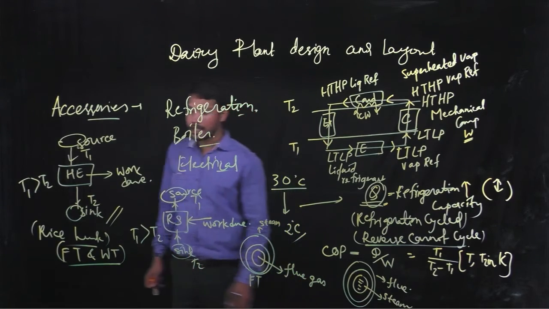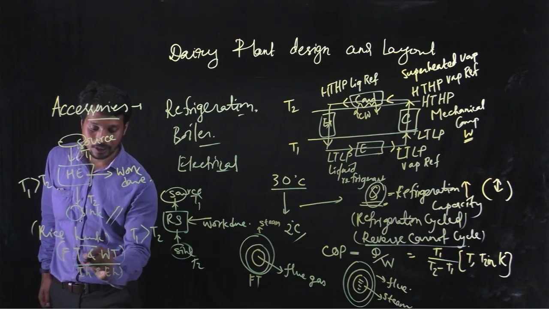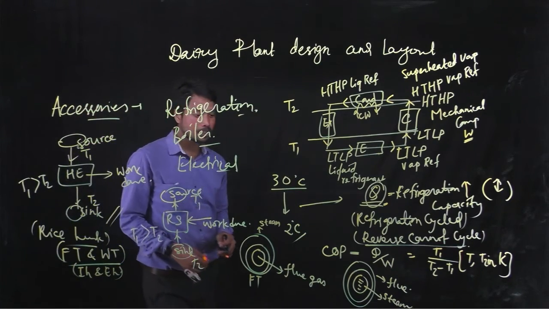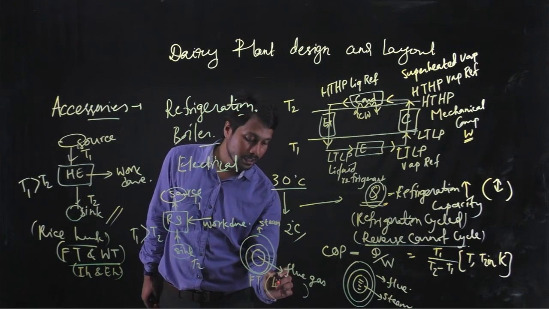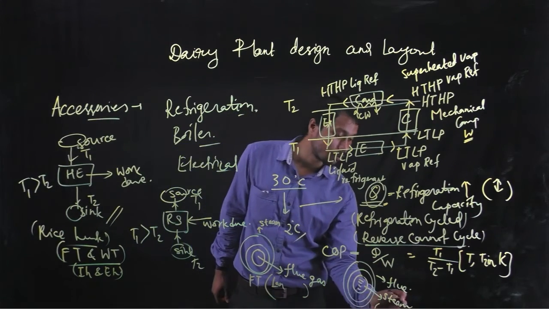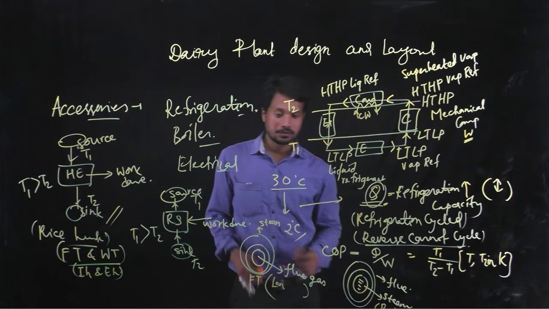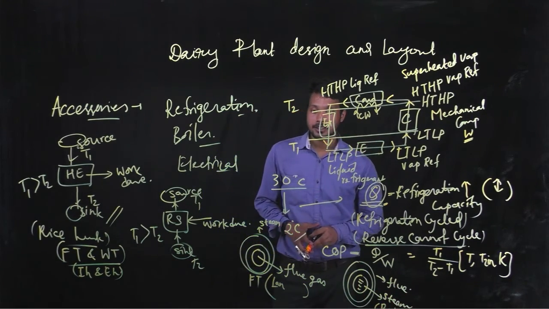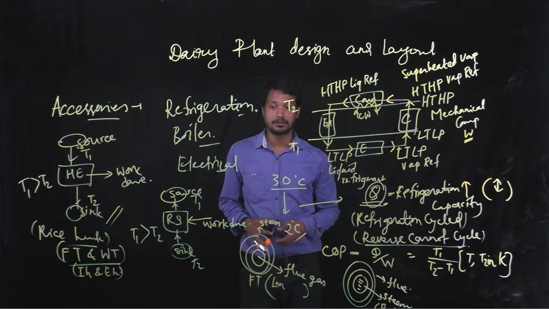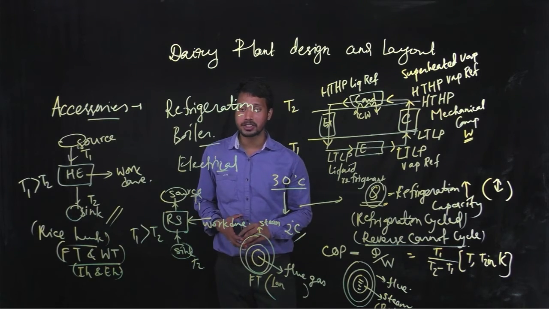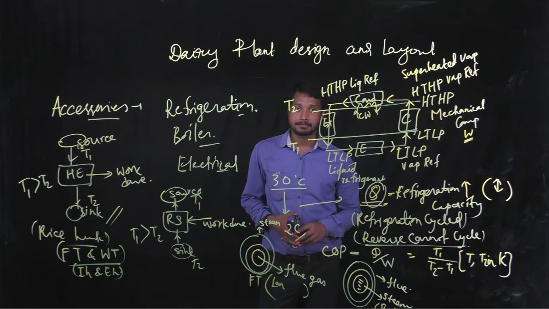Then, depending on the combustion, there are also internally heated and externally heated boilers. So there are several classifications of boilers, and remember one example of a fire tube boiler, that is the Lancashire boiler, and one example of a water tube boiler is the Babcock and Wilcox boiler. You remember all this as notes on accessories of the plant. In any food processing plant, we must have a refrigeration unit and a boiler unit.